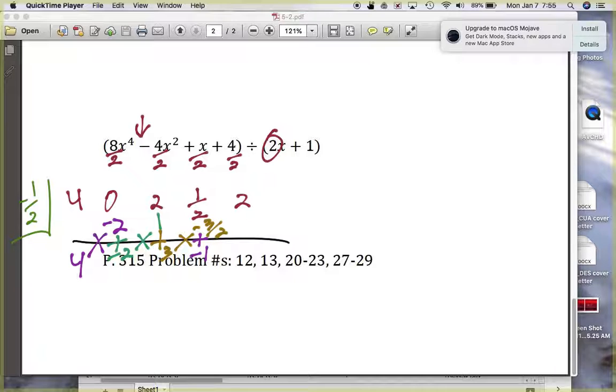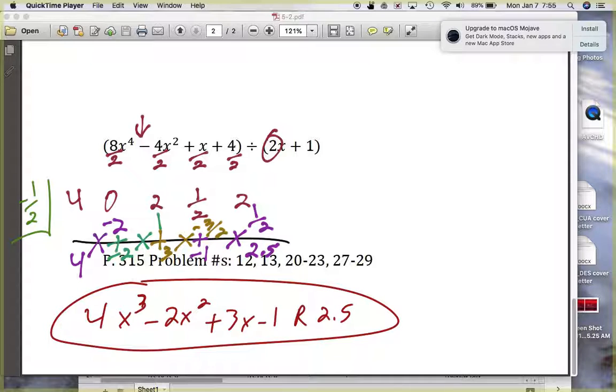this implies negative 1. That gives you a positive 1/2. So you get 2.5. So your answer becomes 4x cubed minus 2x squared plus 3x minus 1 with a remainder of 2.5. That is your answer.